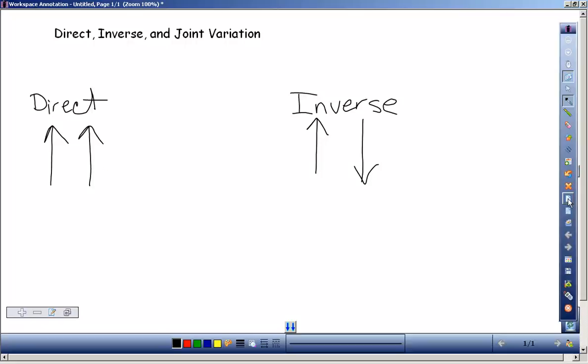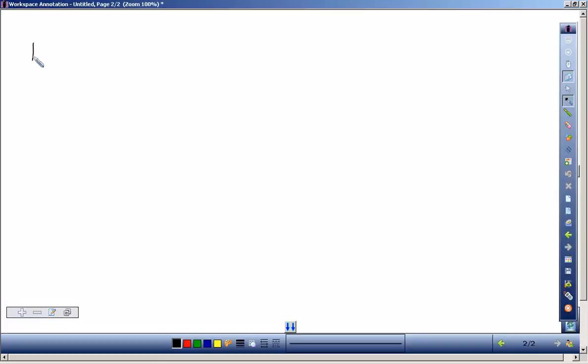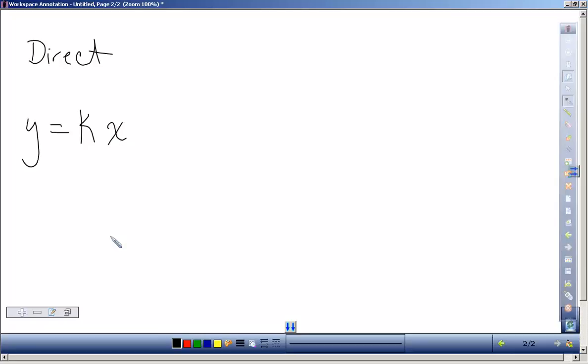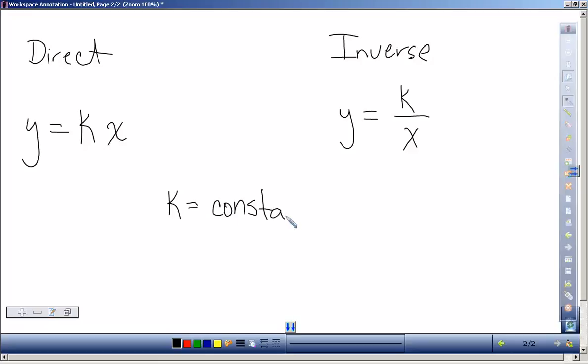How can you tell whether sets of numbers have an inverse relationship or a direct relationship? So let's talk about what their actual equations look like, okay? For a direct relationship, it is always y is equal to k times x. And for an inverse relationship, y is equal to k divided by x. What is k? Let's talk about k for a second. K is the constant of variation. It is some number.